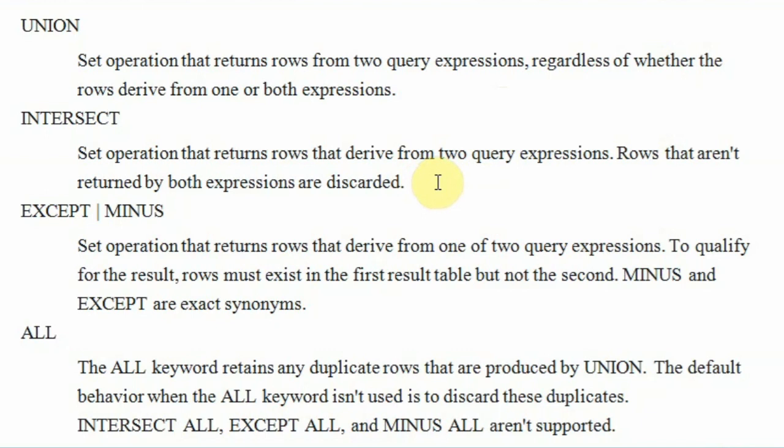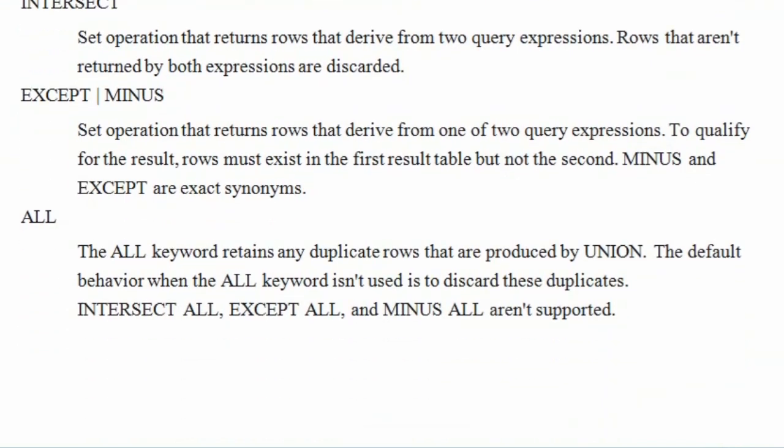Now except and minus are the same. Both are synonyms, both are for the same purpose. You can use except or you can use minus, both keywords are valid. Now what is minus? Minus means that in the final result you will get the rows that are there in the first set only. Those rows will be there in the final result.